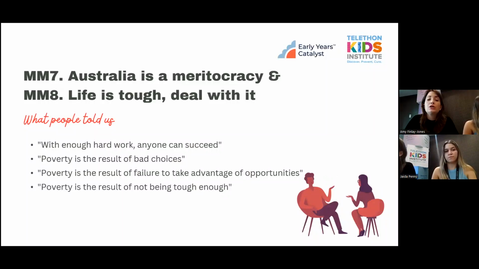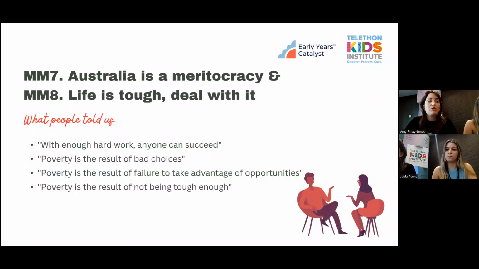Okay, so when we were inquiring broadly about mental models connected to poverty and people who experience poverty, two mental models that are similar but distinct really came to the forefront. The first is the idea that Australia is a meritocracy. So according to this mental model, Australian society is an equal playing field, and this was reflected in beliefs such as with enough hard work, anyone can succeed.